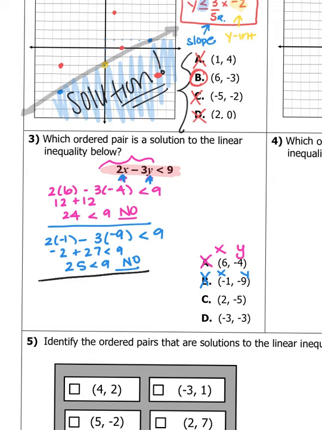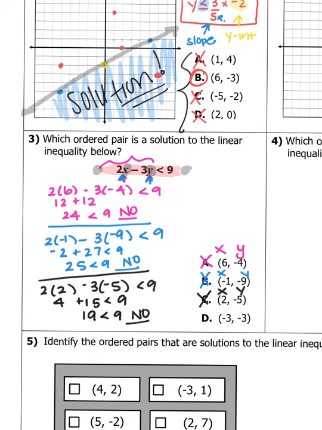All right, let's try C. Again, we'll plug 2 in for x and -5 in for y. So 2 times 2 minus 3 times -5. And we're checking, is that less than 9? We're plugging those in up here, just so you know. Okay, so let's figure out what that is. 2 times 2 is 4. -3 times -5 is a positive 15. 4 plus 15 is 19. Is 19 less than 9? No. So that does not make a true statement. So that is not a solution.